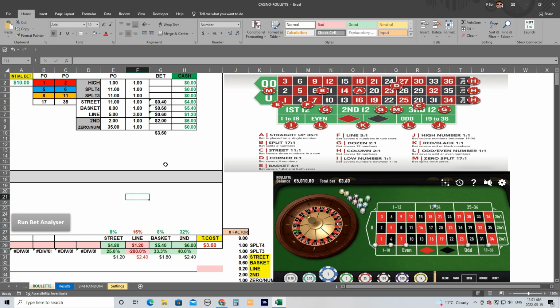bets on a basket, a street, and three lines with a second column is the optimal scenario. The street has an 8% chance of hitting, basket 8, second column 32%, and a line 16% chance. And with this scenario, this is what your return will be.